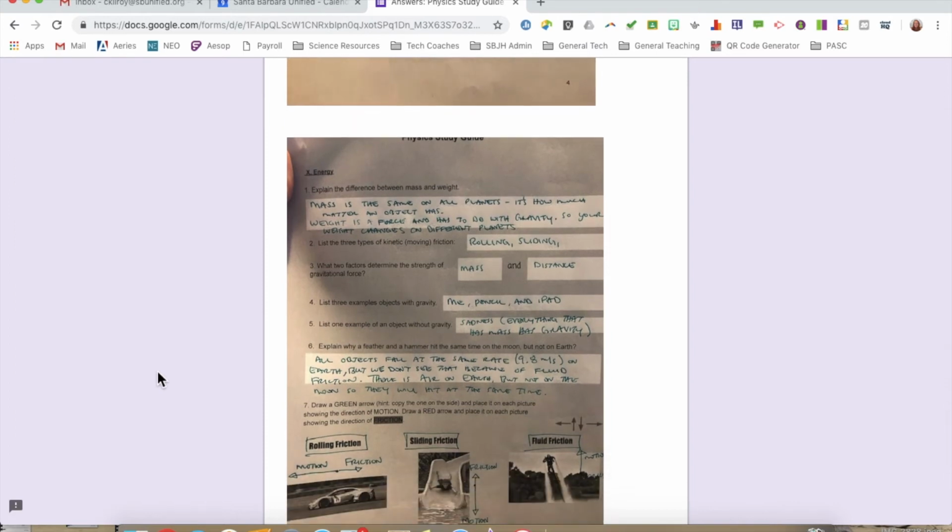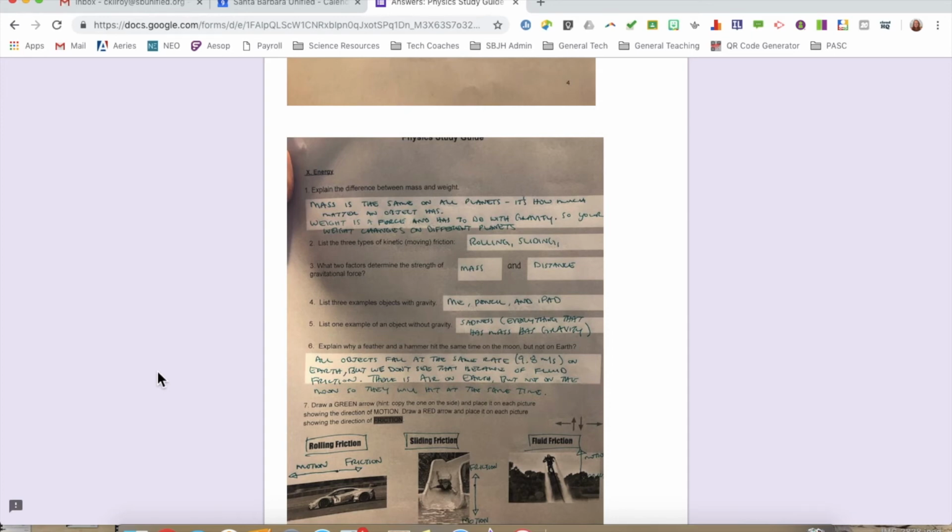Looking at the difference between mass and weight, mass is the same on all planets. It's how much matter an object has. You don't gain more matter if you go to a different planet. However, your weight, because it's a force, has to do with gravity. So your weight does change on different planets because there's a different amount of force, because the sizes of the planets are different. So here on Earth, you'll have a greater gravitational force, a greater weight, than on the Moon because the Moon is smaller and has less mass.